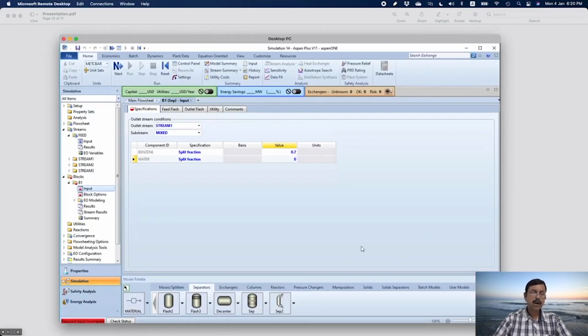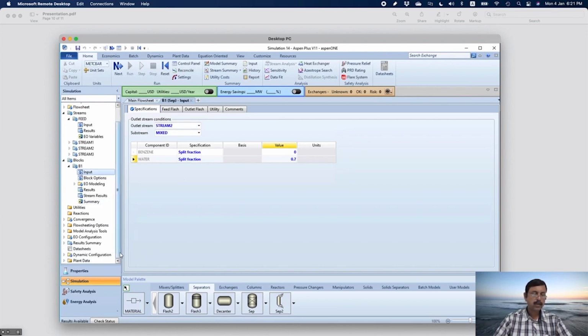So we have got stream 1. Let us choose stream 2. Here we have no benzene and we have 0.7 of water. So we can run the simulation now. Yes, the simulation is complete. We can go to the result summary.